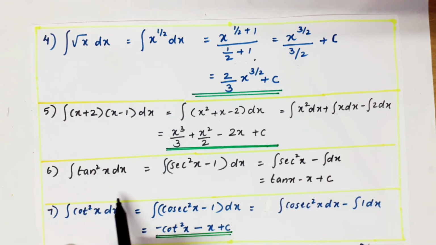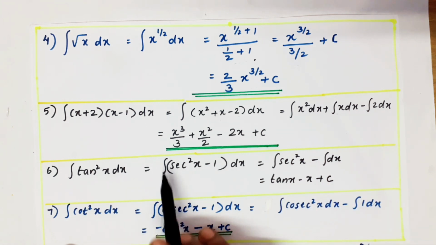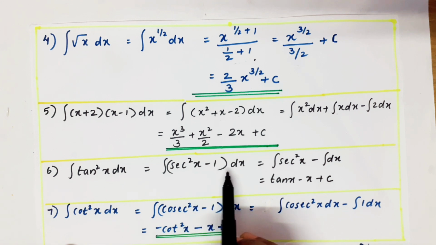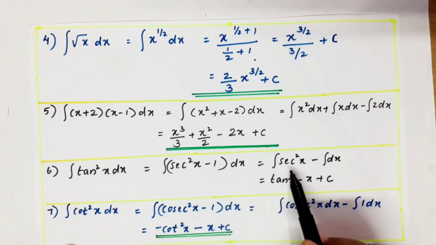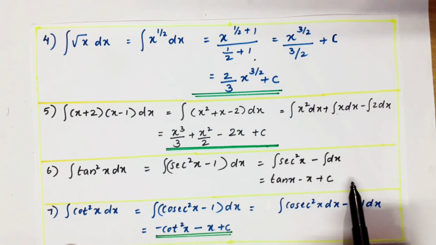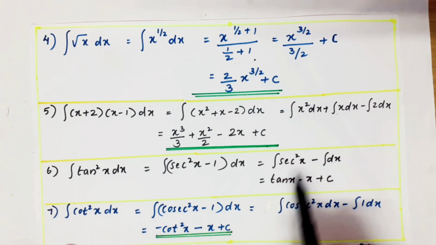Next, integral of tan square x dx. We can write as integral of sec square x minus 1 dx. Separate integration. Integral of sec square x minus integral of dx. Integral of sec square x is tan x, minus x plus c.